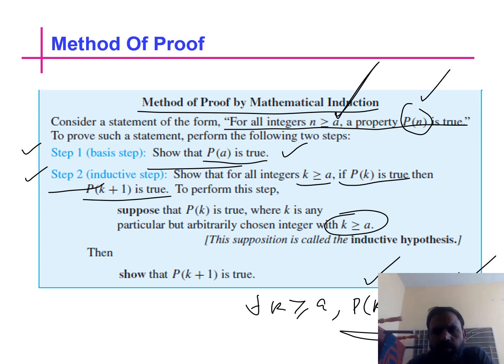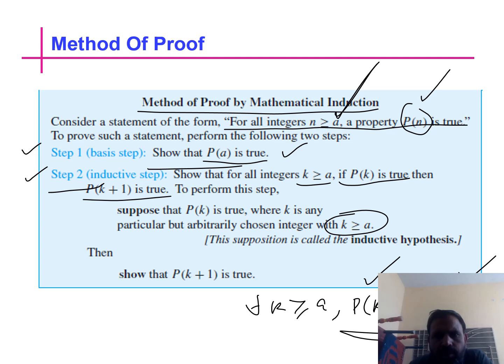Next, we have to discuss the method of proof. Method of proof by mathematical induction: we consider a statement of the form, for all integers n greater or equal to a, the property P of n is true. To prove such a statement, perform the following two steps. Step 1, basic step: show that P of a is true. Step 2, inductive step: show that for all integers k greater or equal to a, if P of k is true, then P of k plus 1 is true.